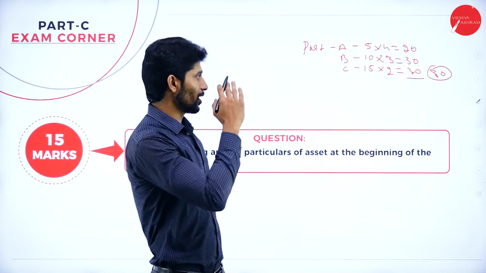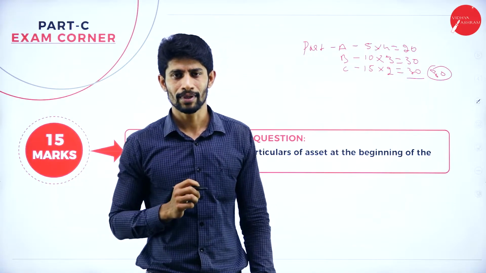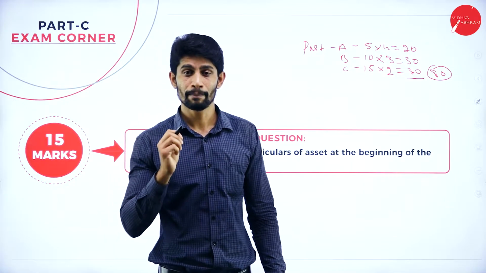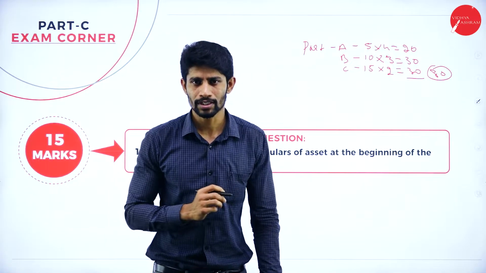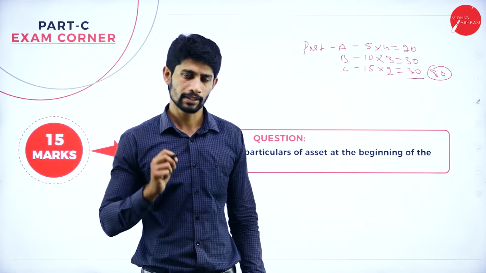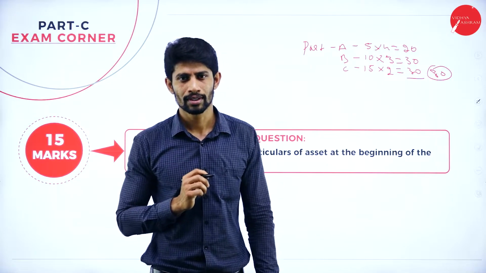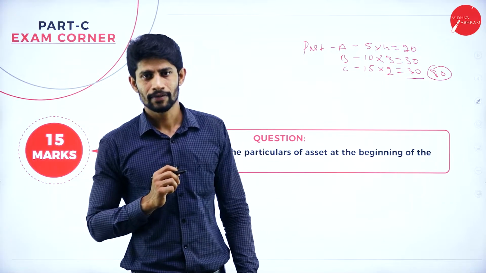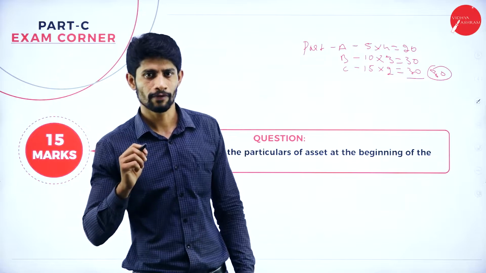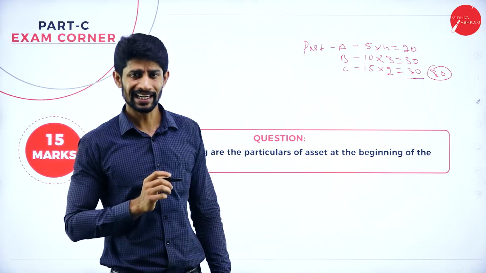So in part A, you're supposed to attend 4 questions, each question carries 5 marks, totally for 20. In part B, you are supposed to attend 3 questions, each question carries 10 marks, totally for 30. And part C, you are supposed to attend 2 questions, each question carries 15 marks, totally for 30. So altogether, the weightage of the paper is 80 marks.